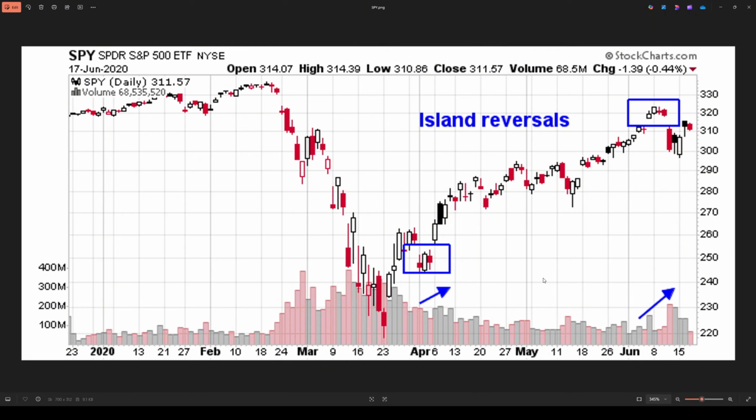Now you can have a bullish island reversal, such as down here, and you can have bearish island reversals, such as up here. A bullish island is a gap down with a base and then a gap up over the island highs. A bearish island, such as up here, is a gap up, creates the base, and then a gap down below the island lows.